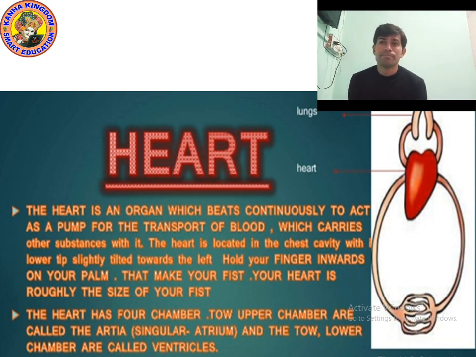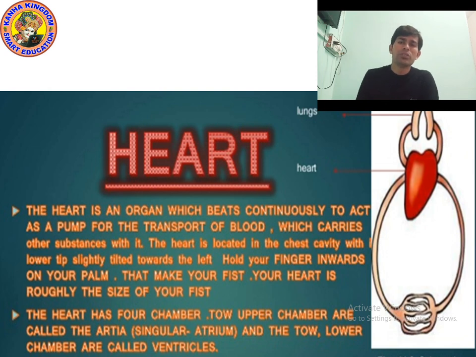And our heart is actually a muscular organ. It is made up of different tissues, you can say it is made up of muscles. In the heart, the blood reaches through the vena cava, and it transports the blood out through the aorta.